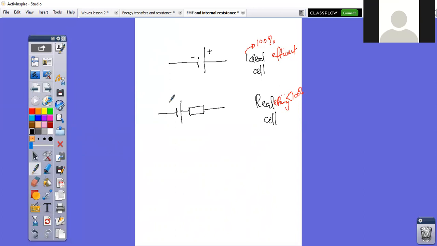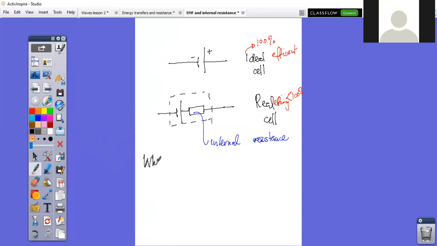So to represent this, we draw our cell like so. This here inside is the internal resistance. So the energy that was available now will be lost to this internal resistance. Remember that whenever current flows through a resistor, we get a heating effect. And when we have heat, we have dissipation.